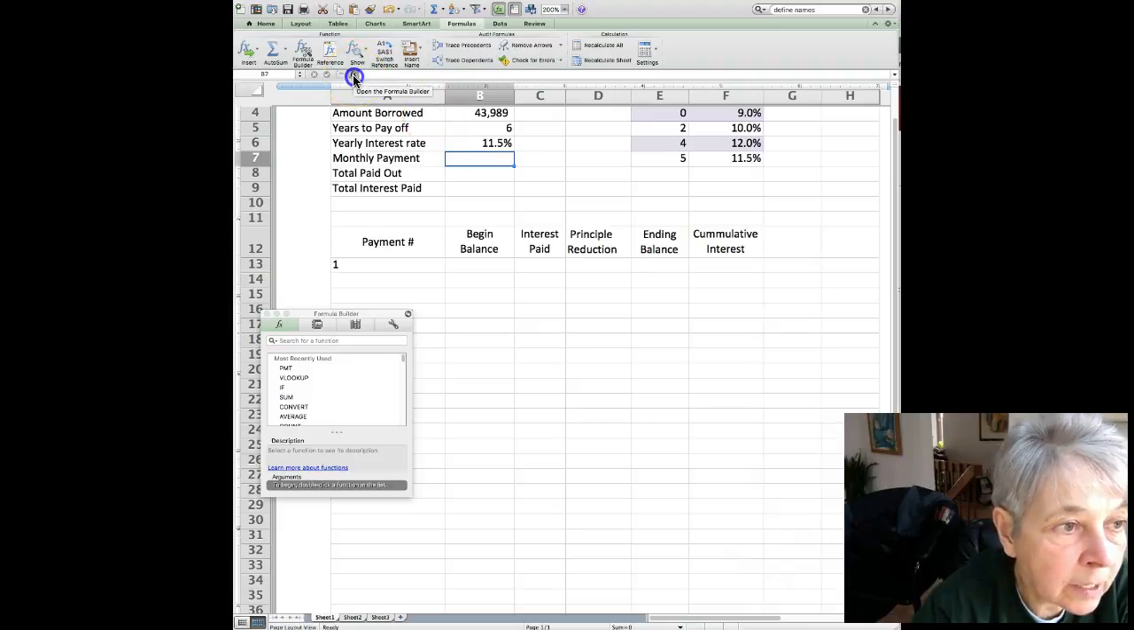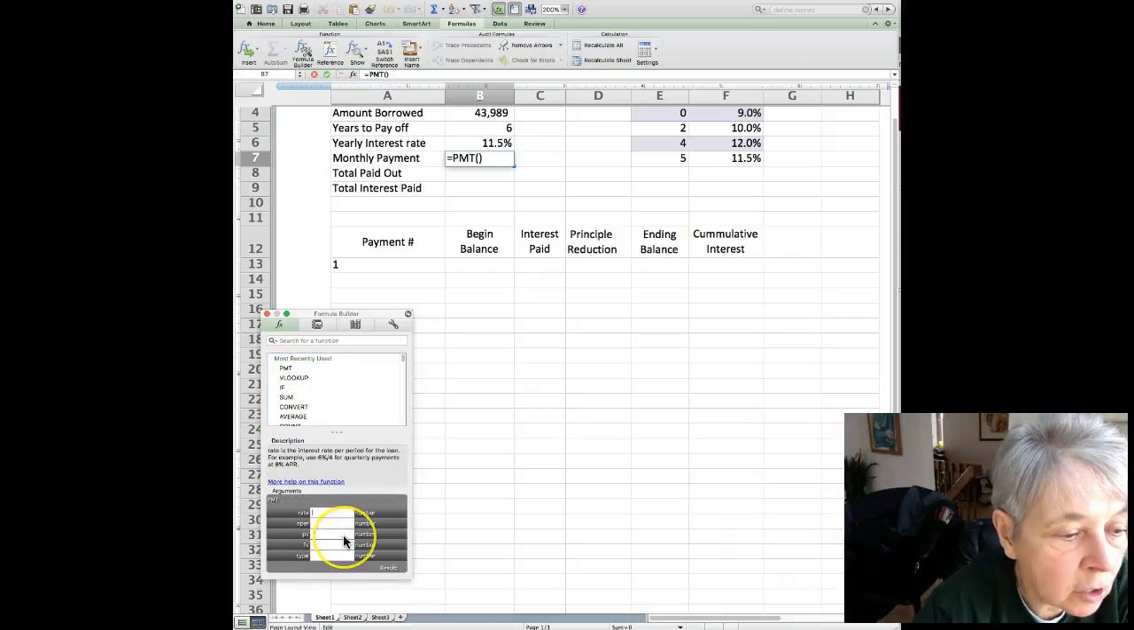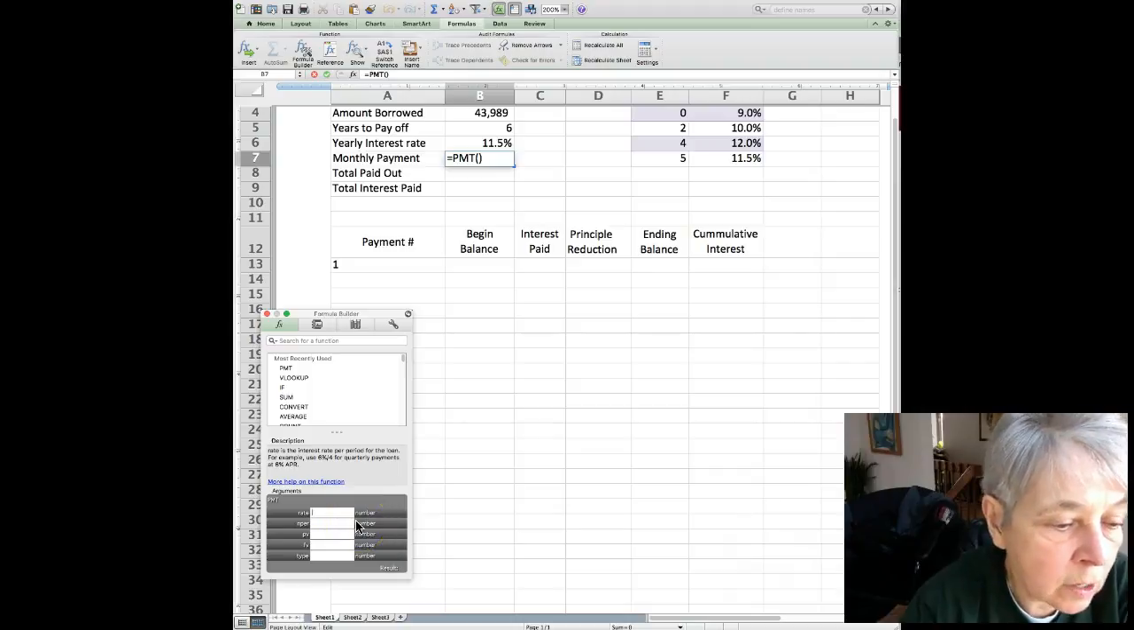And we do that by clicking on the function, and then we get the most recently used, and we choose payment. Okay, and I double click it. That'll give me my dialog box. And the dialog box looks different in colors, but it is exactly the same as the Windows one. It has rate, the number of payments, and the value of the money on day 1. In other words, how much did you borrow?